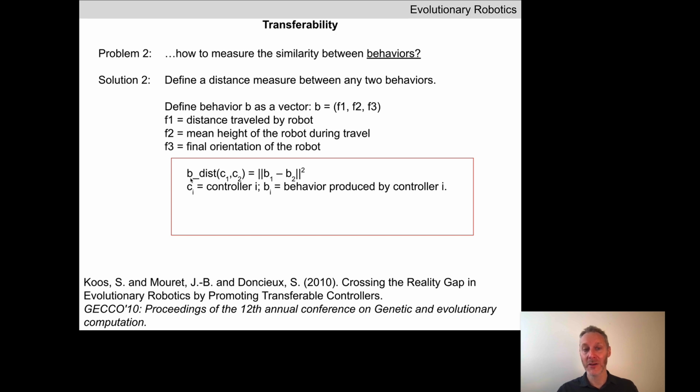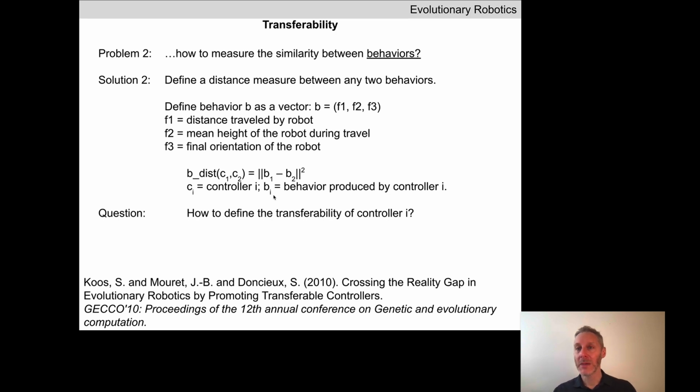And then we can define the behavioral distance, B dist, between controller 1 and 2 as the Euclidean distance between these two behavioral vectors. So if we want to ask how similar two controllers are, we run both controllers on the robot. We look at these different aspects of how the robot moves and take the Euclidean distance. So we're going to start to use some notation here where C subscript I corresponds to the ith controller and B sub I is going to correspond to the ith behavior produced by that controller.